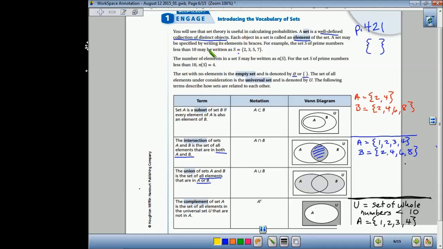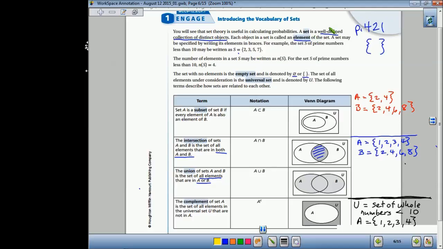The glitches were ridiculous. Alright, so today we're going to look at some vocabulary. Some you'll be familiar with, some you may not. So is everyone on page 421 in their workbook? Alright, so we're going to kind of intertwine set theory with calculating probabilities.